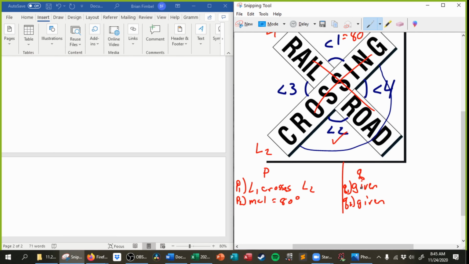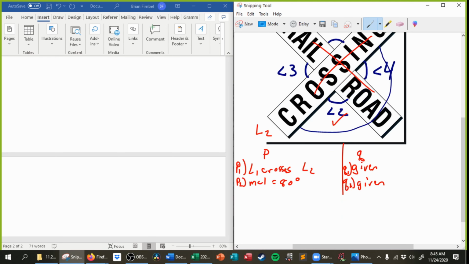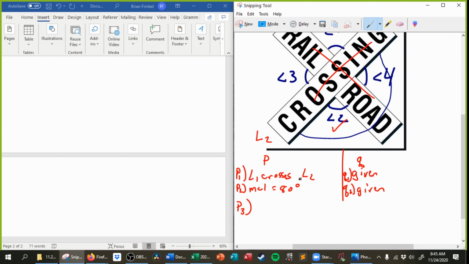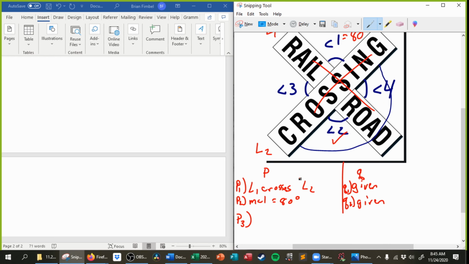And then from there I can say that, and this is where I like these better. Everything that I just did in that previous one can be done so much more efficiently here. If angle 1 is 80 degrees, I can say angle 1 plus angle 4 equals 180. And that's by the linear pairs theorem. I'm just going to put LPT. You would have to write that all the way out, and I'll do that when I type it up.